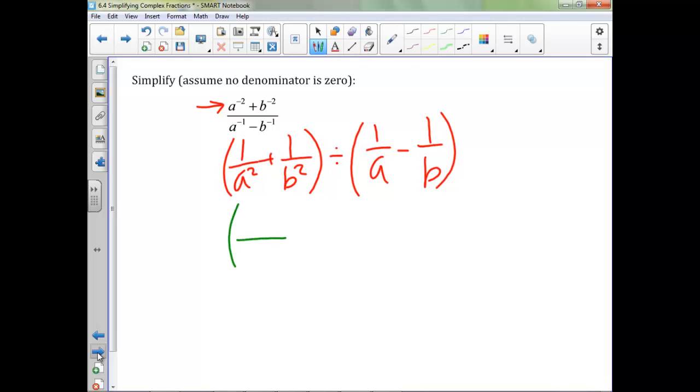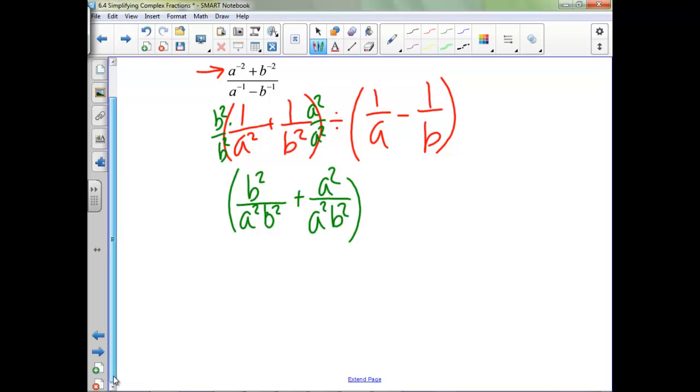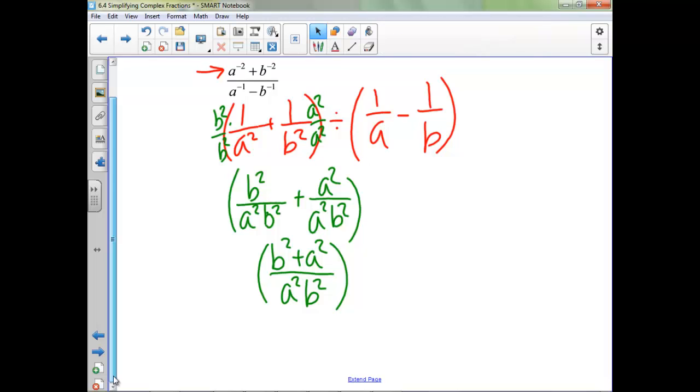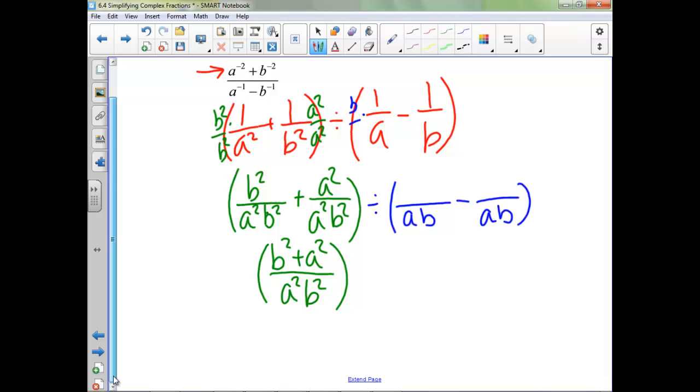So on the left side, our common denominator is a squared b squared. This side we had to multiply by b squared over b squared, and then a squared over a squared on the right. So our numerator here is b squared plus a squared over a squared b squared. And then on the left here, once again our common denominator is ab. So multiplying by b over b and a over a.